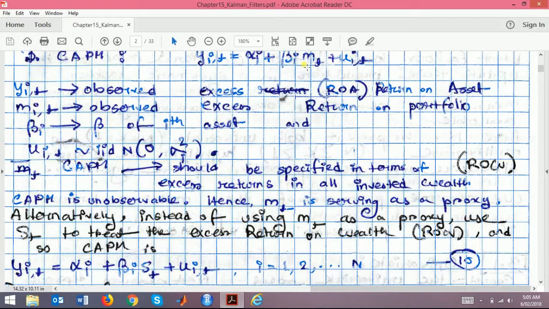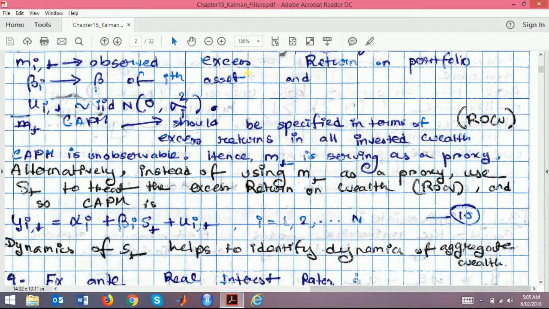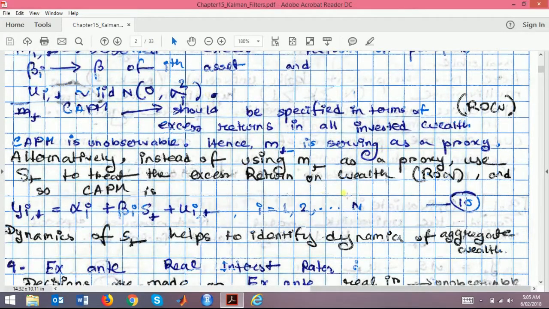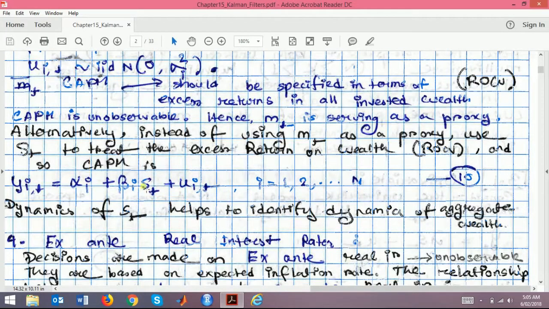Alternatively, instead of using M_t as a proxy, we can simply use a latent factor S_t to treat the excess return on the wealth. And so CAPM becomes Y_it = alpha_i + beta_i S_t + U_it, instead of M_t. The dynamics of S_t help to identify the dynamics of aggregate wealth, and this is the measurement equation. The dynamics of S_t are by default represented by the state equation, as we know.